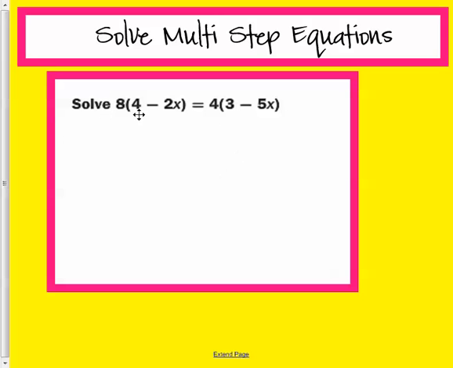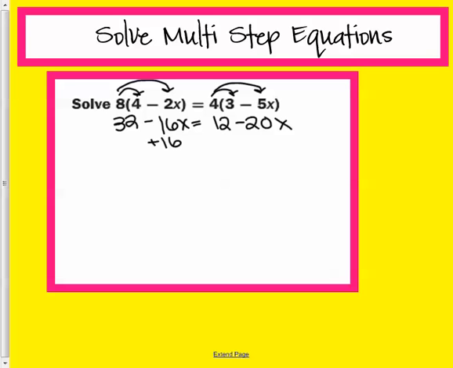Okay, what if we have the distributive property on both sides? That's okay. First, distribute your 8, then distribute your 4, and let's start simplifying. Okay, so once we have simplified on both sides, we're going to start combining our like terms. Doesn't matter which one you move first, but I just decided to move the 16x. So that means I'm going to have 32 on this side, bring down my 12, okay? These two I haven't touched yet.